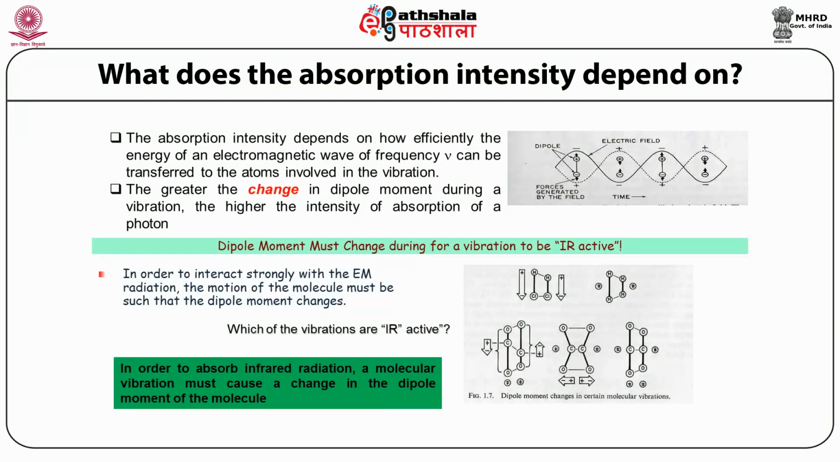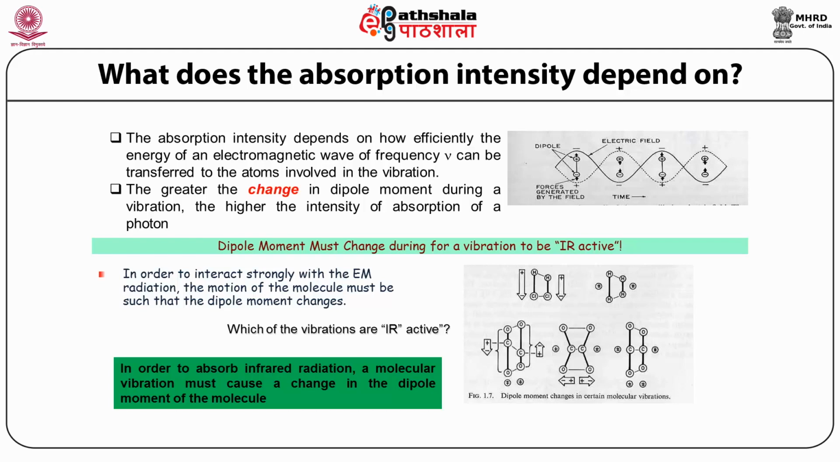We discuss what the absorption intensity depends on. The intensity of absorption depends on how efficiently the energy of an electromagnetic wave of frequency mu can be transferred to the atoms involved in the vibration. You can see in the figure a dipole is generated and it exerts an electric field. The greater the change in dipole moment during a vibration, the higher the intensity of absorption of a photon. So the dipole moment must change during a vibration to be IR active.